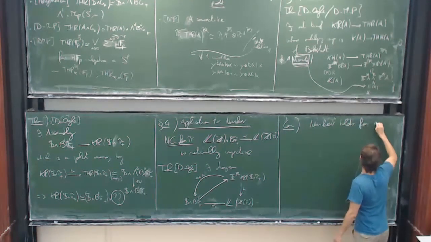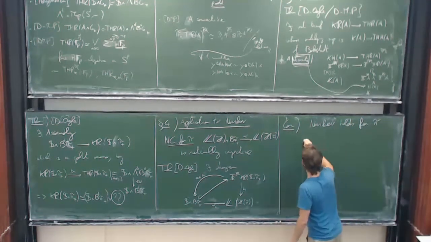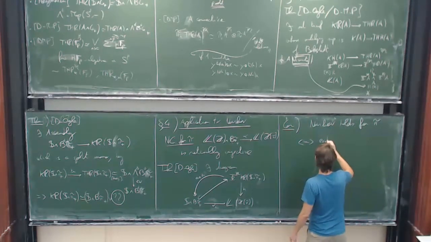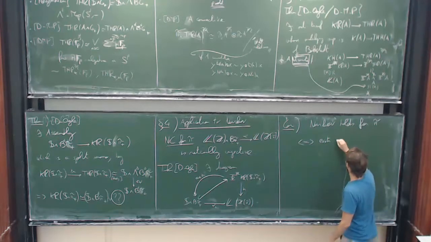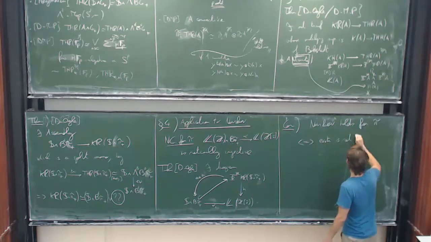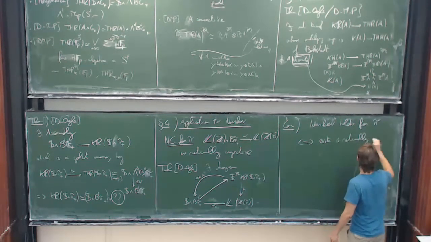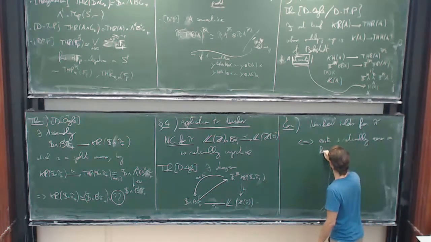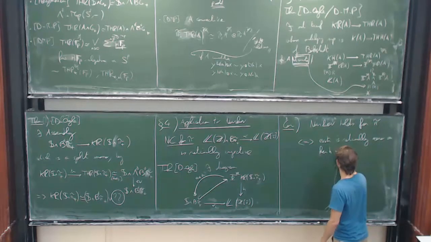So let's wrap this up. Novikov holds for π if and only if this map, evaluation composed with trace, is rationally 0 on the kernel of H, rationalized.